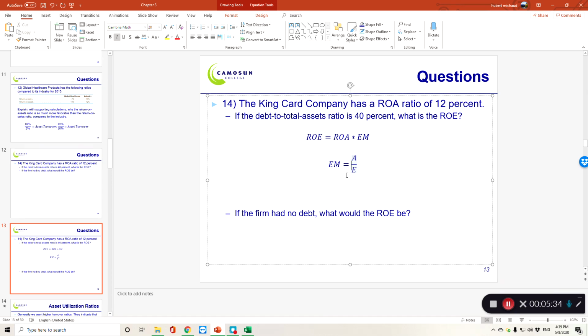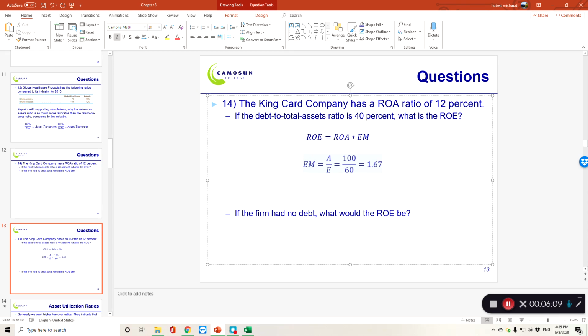Here's the trick I give my students all the time. Whenever you have a question like this one, just tell yourself, it doesn't matter here what the value of asset is. So let's assume asset is 100. If asset was 100, what would equity be? Well, we know that 40% of asset is debt, so 60% of asset must be equity. So there should be $60 in equity, and we have that 1.67 is our equity multiplier.